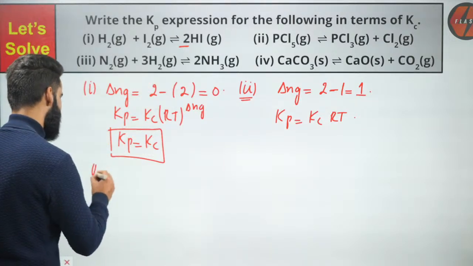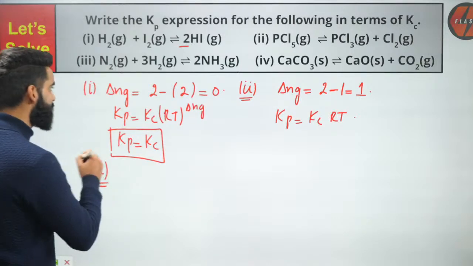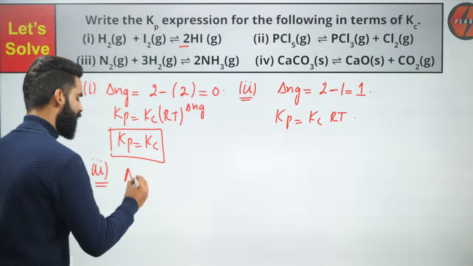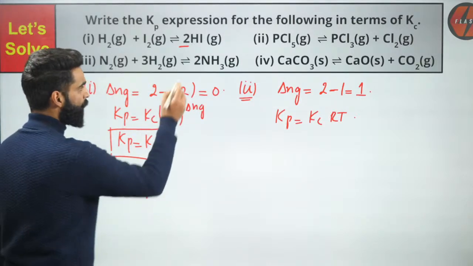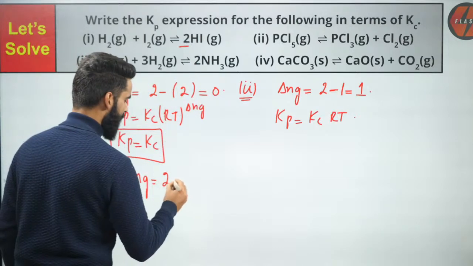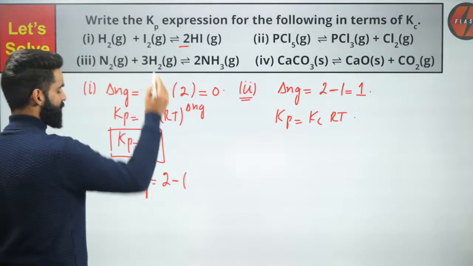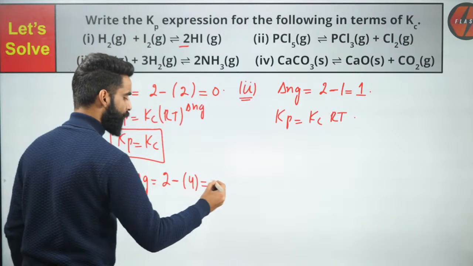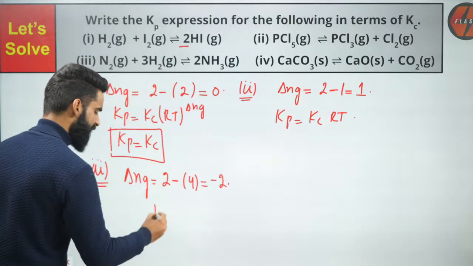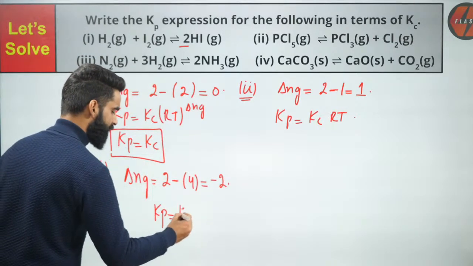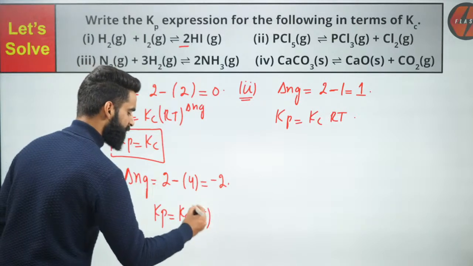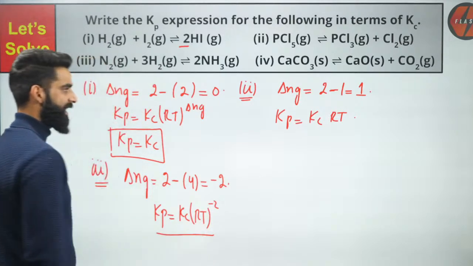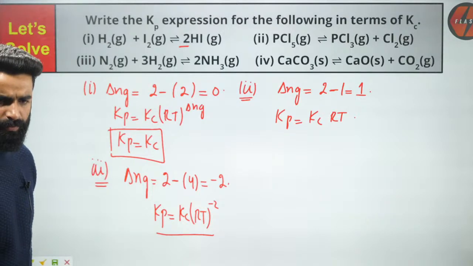Even the third reaction is also balanced. What is the value of delta Ng for the third reaction? Can I say number of moles of gaseous products, which is 2, minus number of moles of gaseous reactants, which is 1 plus 3, that is 4. 2 minus 4 is minus 2. So Kp will be simply equal to Kc RT to the power minus 2 for the third reaction. Very simple.